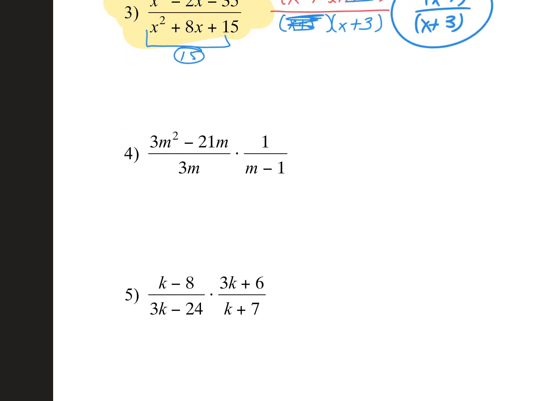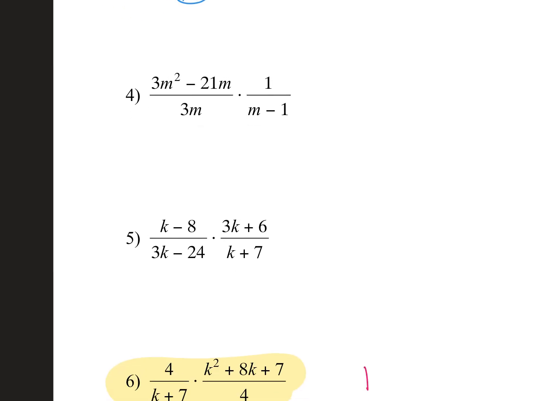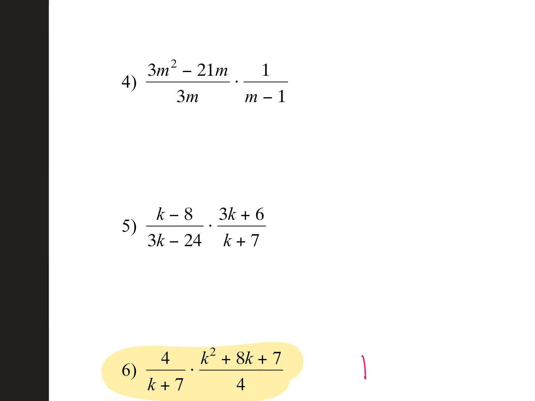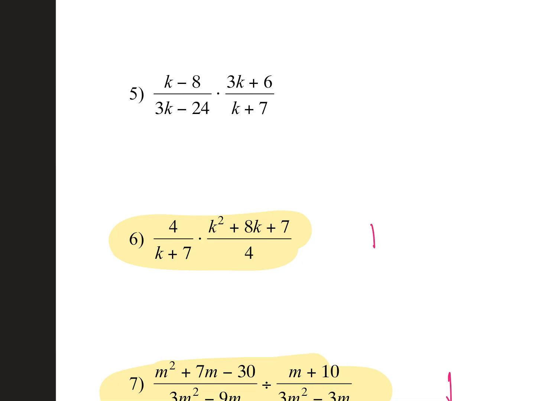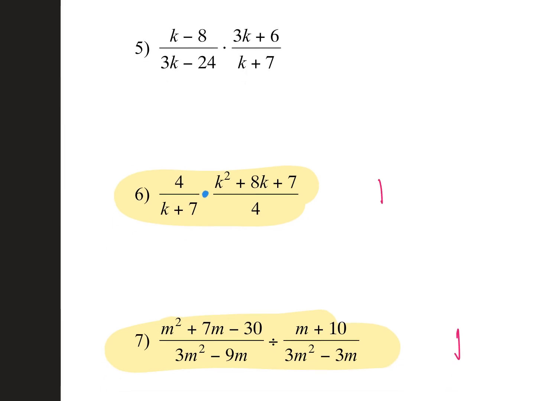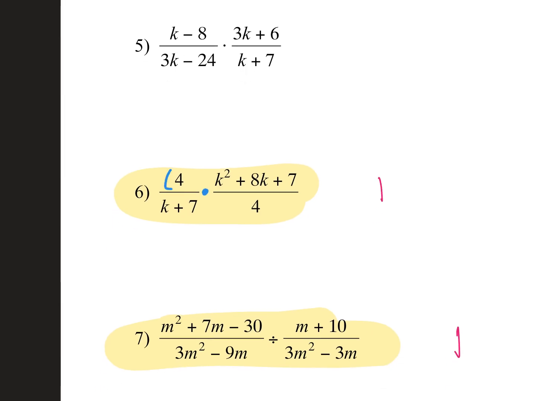Now we get into still simplifying, but what are you doing in number 4 and 5? You're multiplying. We're going to factor each and multiply. I'm going to do number 6. If you multiply, all that means, what do you have to do? You factor every piece and then see what they have in common. So 4 is just going to stay 4.